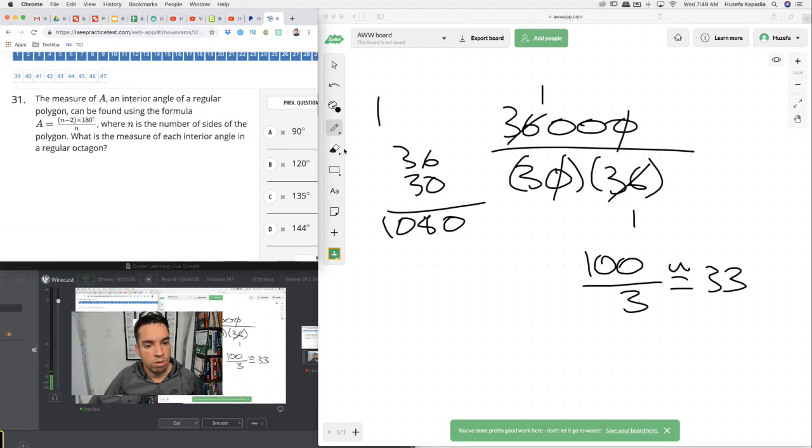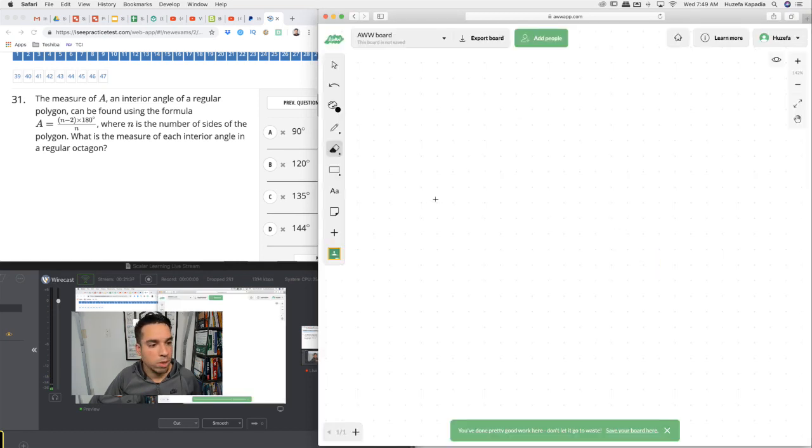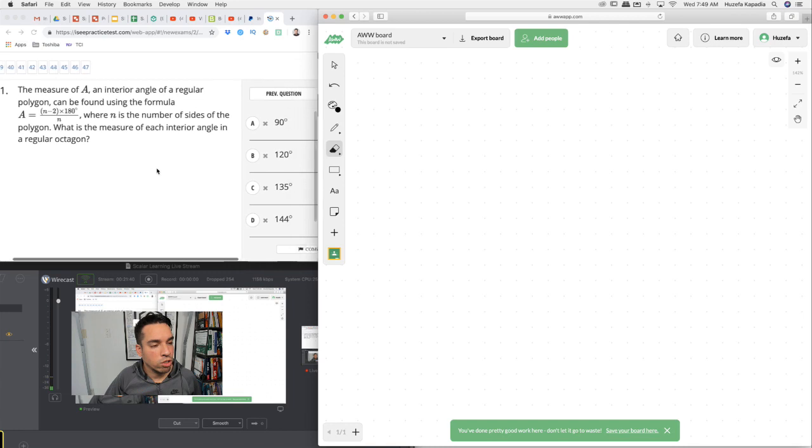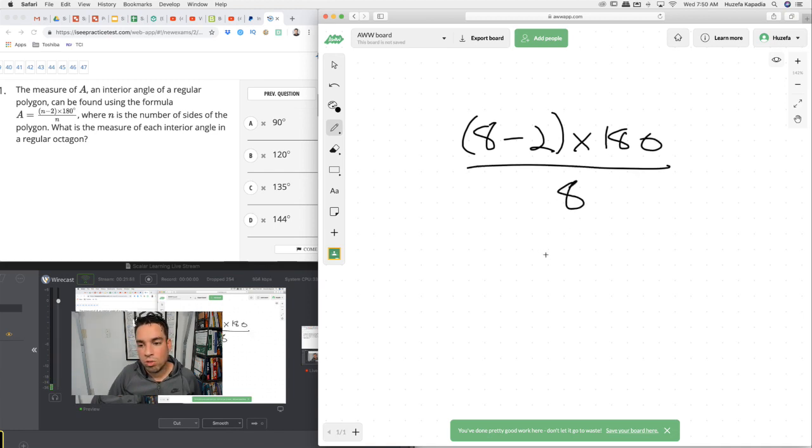Next, the measure of the interior angle of a regular polygon. Okay, so they're giving us a formula. I'm not reading too much about it. What is the measure of each interior angle in a regular octagon? N is the number of sides in this formula. An octagon has 8 sides. So all I'm going to do is plug in 8 for N, times 180 over 8. 8 minus 2 is 6, times 180 over 8.